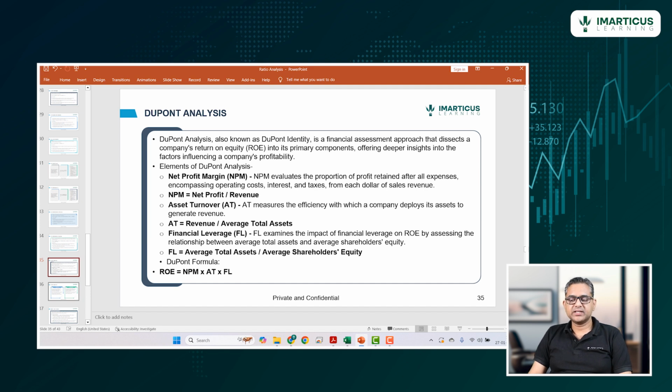It is a financial assessment approach that dissects a company's ROE into its primary components, offering deeper insights into the factors influencing a company's profitability. So which factors are influencing the ROE? That we can figure out by doing a more detailed analysis known as Dupont analysis.